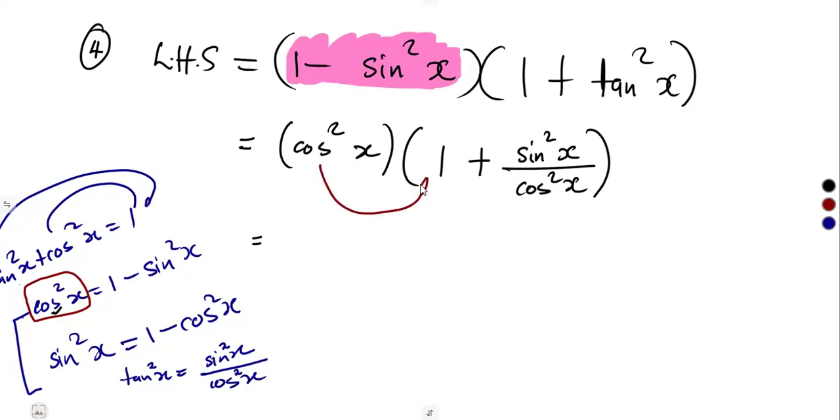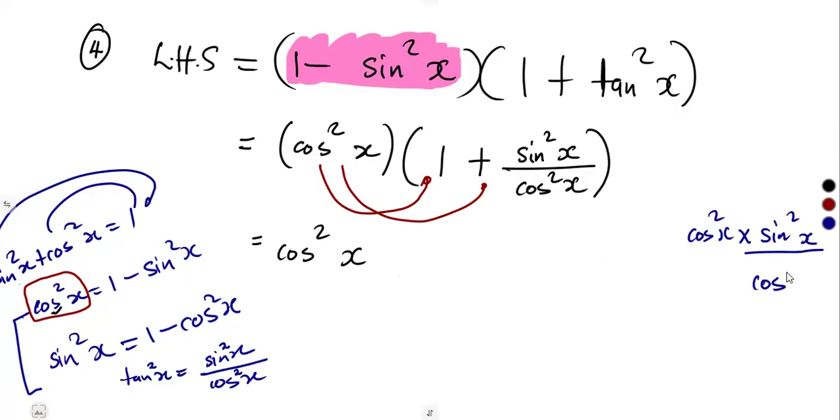Expand this, cos of x multiplies here. It is going to be cos squared of x. The cos of x multiplies here, so it will be like this: cos squared of x times sine squared of x over cos squared of x. This is just the same as over 1. So the cos of x and the cos of x were going to cancel. You remain with sine squared.